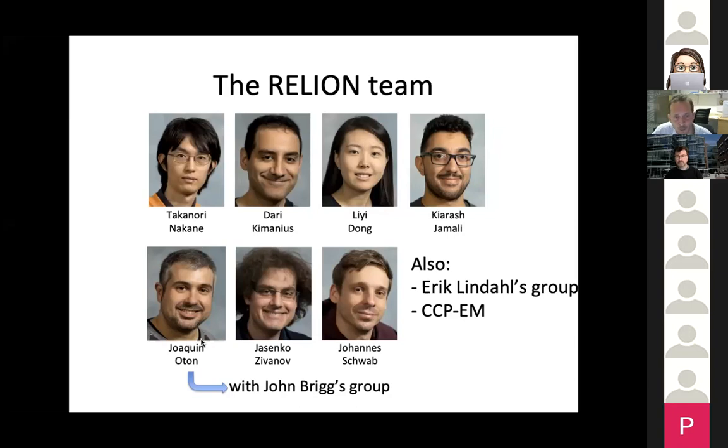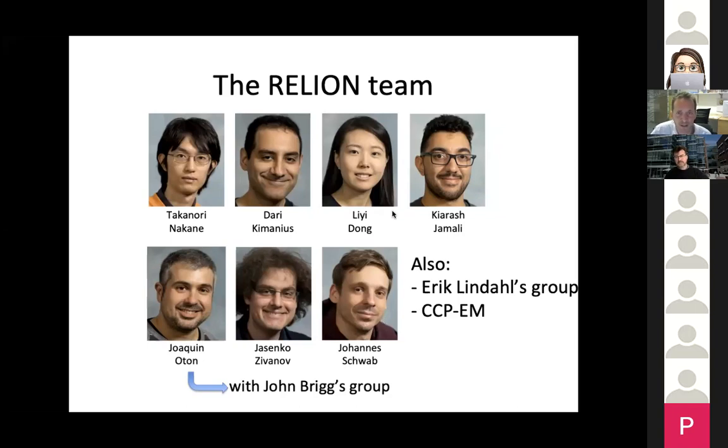Then Joaquin Oton, or Kino as we call him, was a postdoc with John Briggs, and has now moved to Barcelona in a more independent position. And Jasenko was a postdoc in my lab, who then moved to Basel to work with Henning Stahlberg. I'll speak about work from Kino and Jasenko as well. And then Johannes is a postdoc who recently joined, and I won't speak about his work.